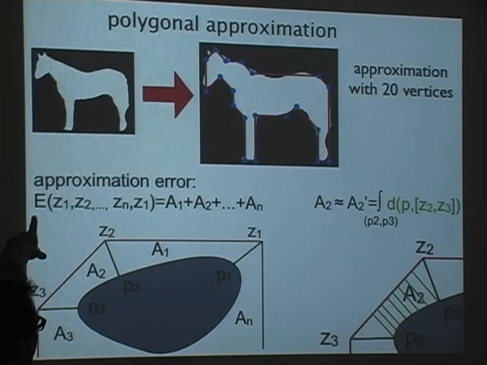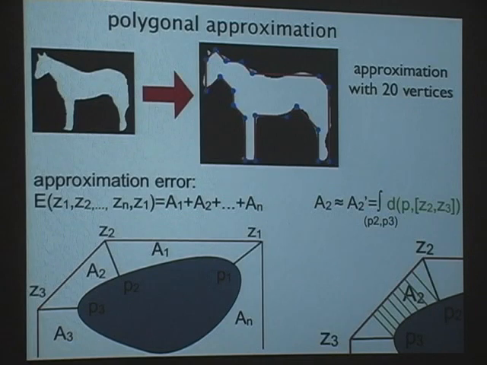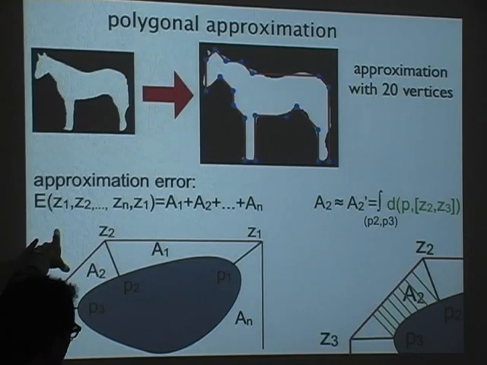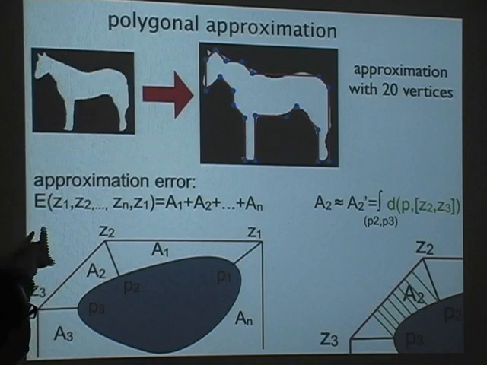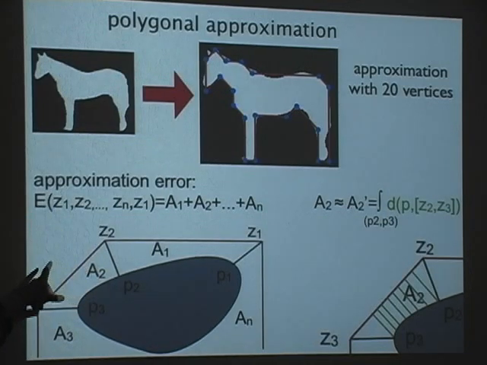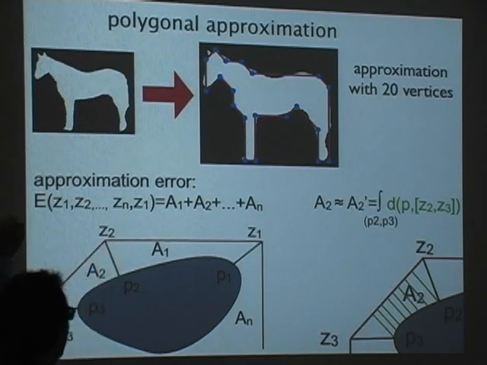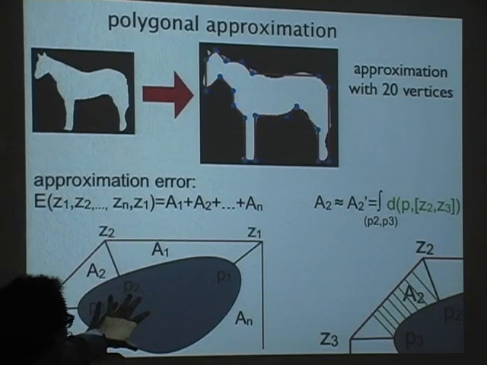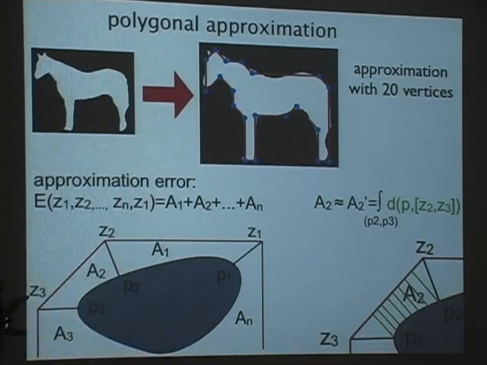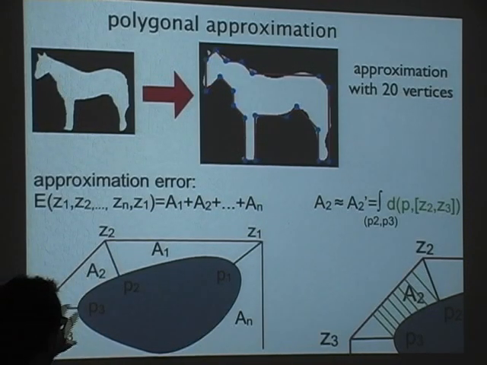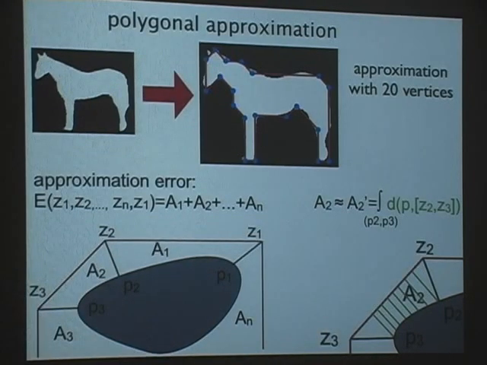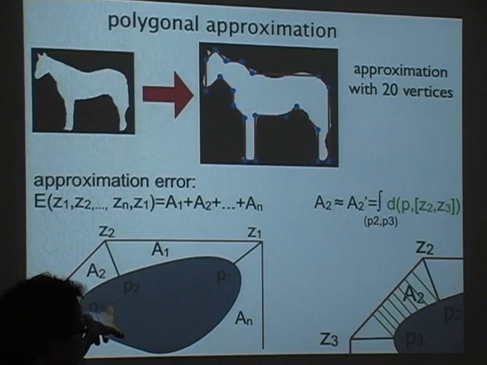Okay. So what we're going to do is minimize the approximation error between the initial shape and the shape obtained with the polygonal vertices. The approximation error between the shape and the vertices is the sum of the areas here. Of course, it could go inside. This is for display purposes.